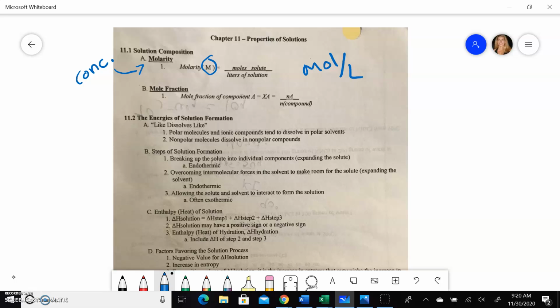The next thing is called mole fraction, and we've touched on this a few other times in AP Chemistry, but we haven't highlighted it a lot, and I think on the last quiz some of you will miss this. So let's just go over it again.